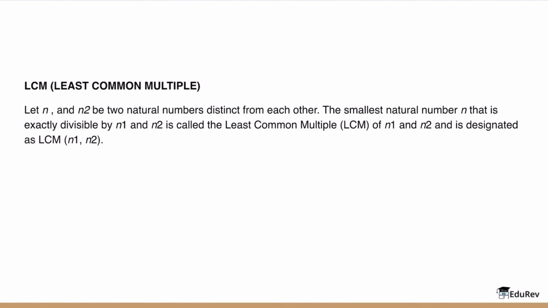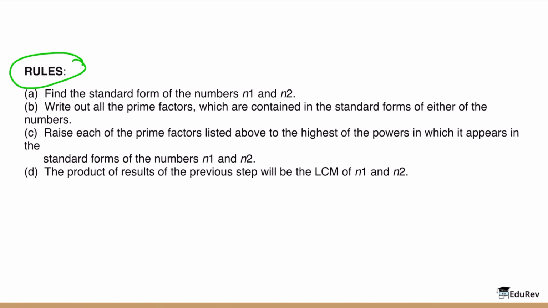Let's suppose n1 and n2 be the two natural numbers. The smallest natural number n that is exactly divisible by n1 and n2 is the least common multiple of n1 and n2 and is designated as this. Simple. Okay. And let's see how we can actually find the least common multiple. So these are the rules to calculate the least common multiple.